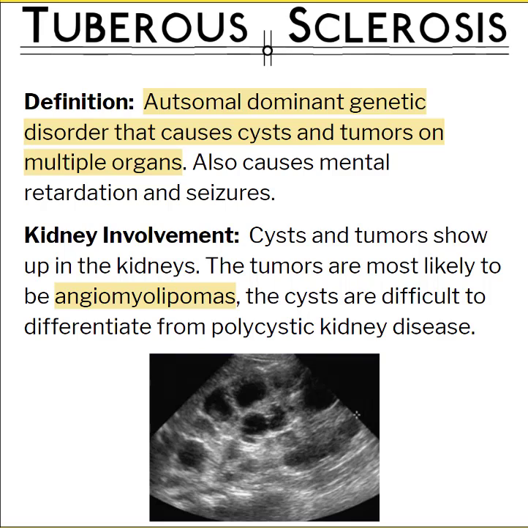The cysts will appear mostly simple. The tumors with tuberous sclerosis tend to be angiomyolipomas. Also, the cysts that show up on the kidneys are more numerous and are very difficult to differentiate from polycystic kidney disease.